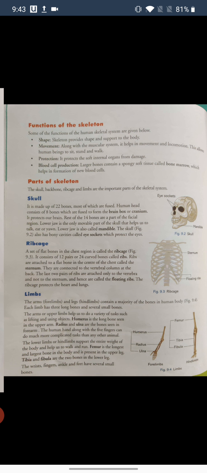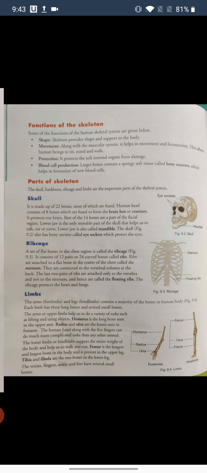The arms are known as forelimbs. We call our arms forelimbs and we call our legs hind limbs. They contain a majority of the bones in the human body. How many long bones are there in the limbs? Each limb, whether forelimb or hind limb, has 3 long bones and several small bones.